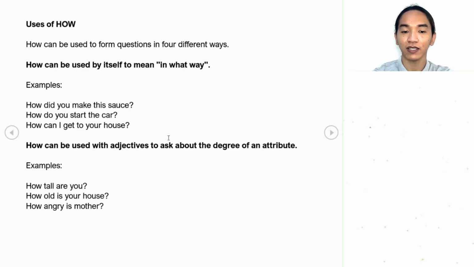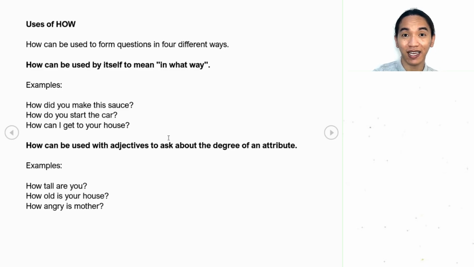Next one. So how can be used with adjectives, how plus adjective, to ask about the degree of an attribute. So the degree of the adjective. So examples, how tall are you? How old is your house? And how angry is your mother? So here we're asking for the degree, the intensity, when we partner how with adjective.